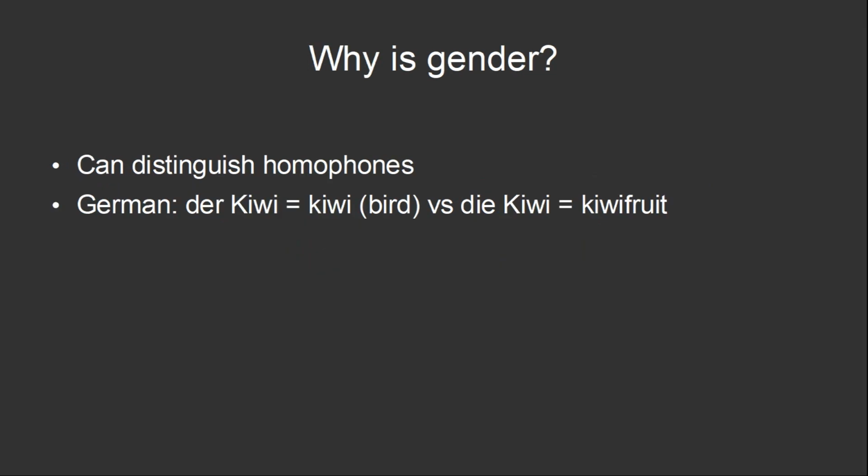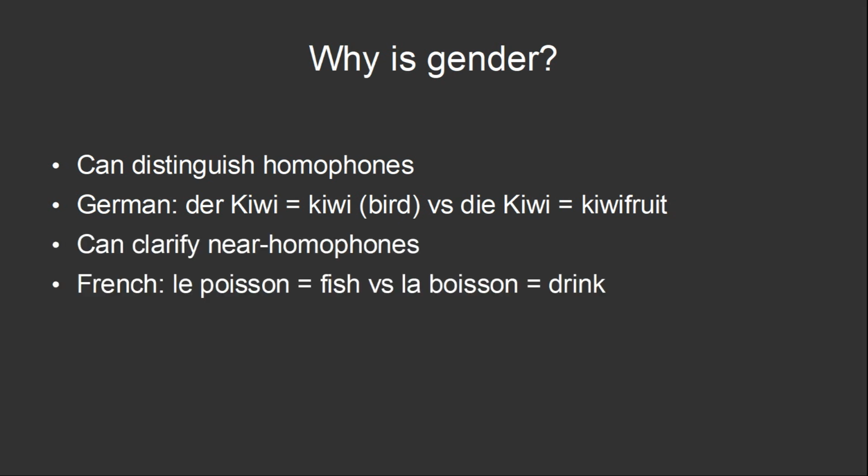Furthermore, gender can help to distinguish between homophones. In German, the word kiwi can mean the kiwi bird or kiwi fruit. The difference is, when referring to a bird, it takes the masculine gender, and when referring to kiwi fruit, it takes feminine gender. Gender can also help clarify words that aren't quite homophones but sound similar. If a listener is having trouble hearing for some reason, then the gender can help them to narrow down what the speaker may have said.